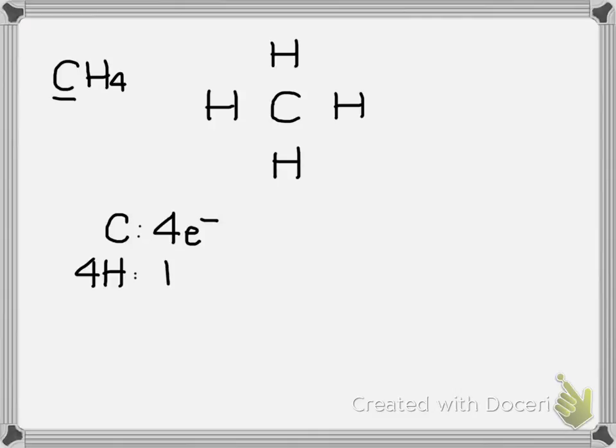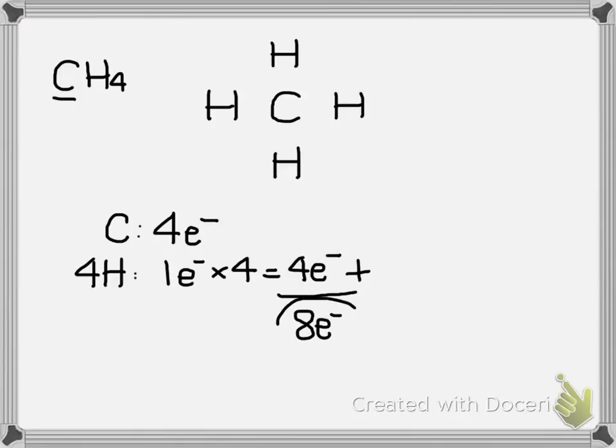Hydrogen is in group 1A, and each hydrogen has 1 valence electron, but I have 4 of them, so I have to add all of them in. So my 4 hydrogens bring a total of 4 electrons. So if I add the 4 from carbon and 4 from the hydrogens, I get a total of 8 electrons. Now this number is super important.